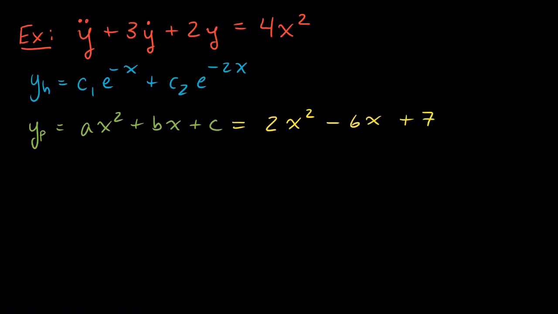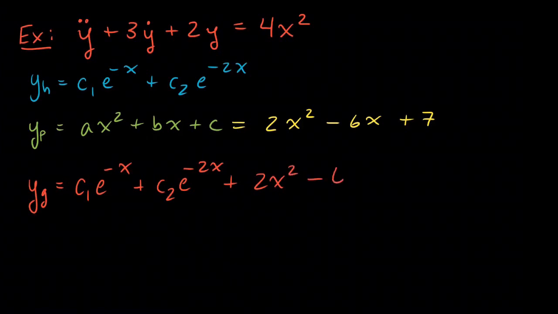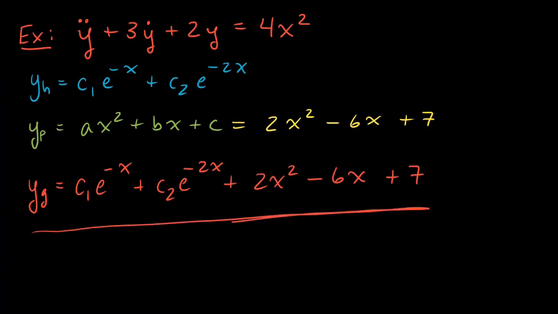So now we have the general solution for the homogeneous case and the particular solution for the non-homogeneous case, and that gives us the total general solution, which is going to be y sub g equals c1 e to the minus x plus c2 e to the minus 2x, and then plus 2x squared minus 6x plus 7. So that's going to be the general solution to the equation given above.